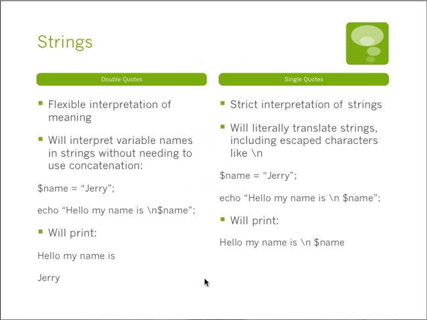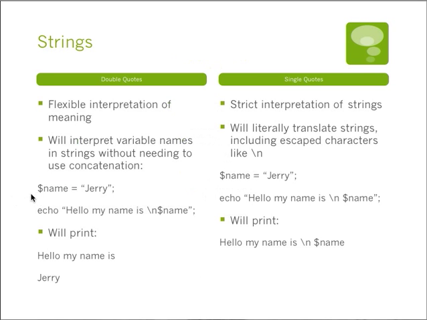Now, there are two different kinds of ways of constructing strings within PHP. One of them is double quotes, the other one is single quotes. Double quotes is the more flexible interpretation, where PHP will basically try to determine and figure out what you were trying to do with a string.